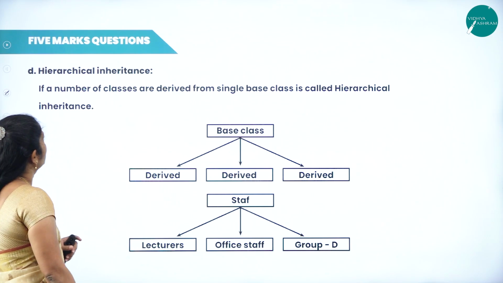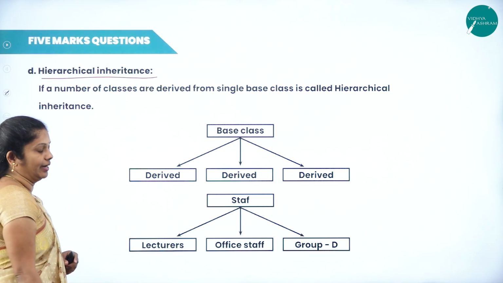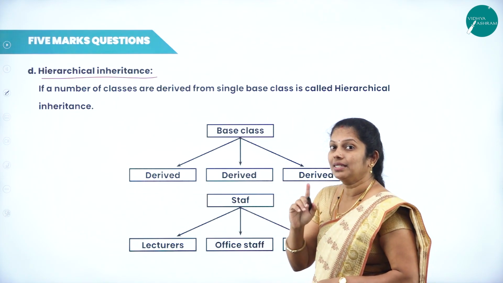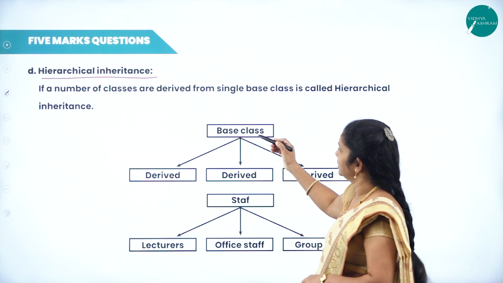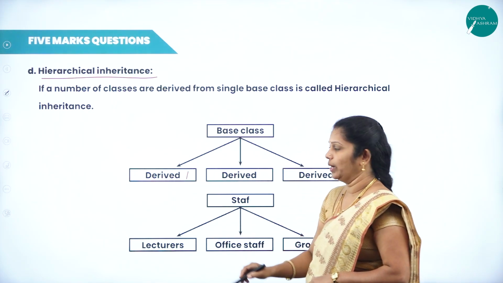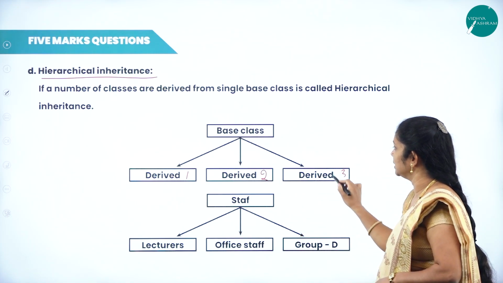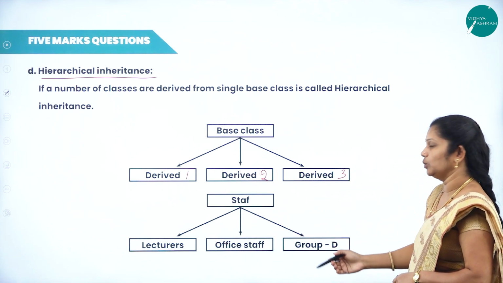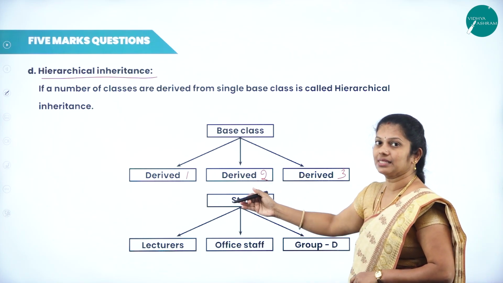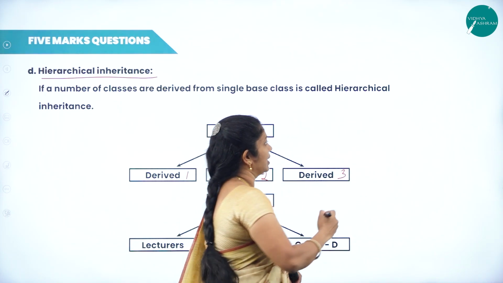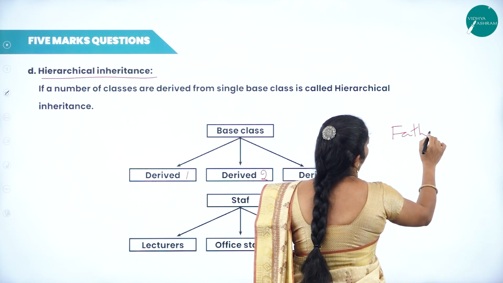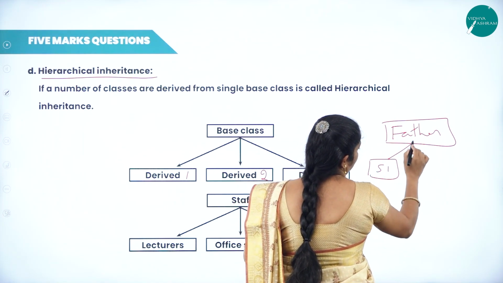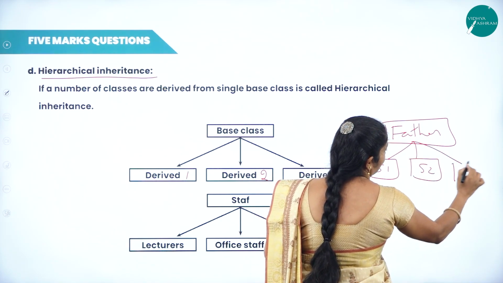Now is it clear? Next we will move on. The next one, hierarchical inheritance. When we come to hierarchical inheritance, we have only one base class but multiple derived classes. Consider we have the base class, and from that derived class 1, derived class 2, derived class 3. For example, staff: lecturers, office staff, then group D. That means we have one base class, multiple derived classes. If you want, you can write it another way. For example, father. This father has 3 children, or if you want, you can take 2 also: son 1, son 2 and daughter 1.